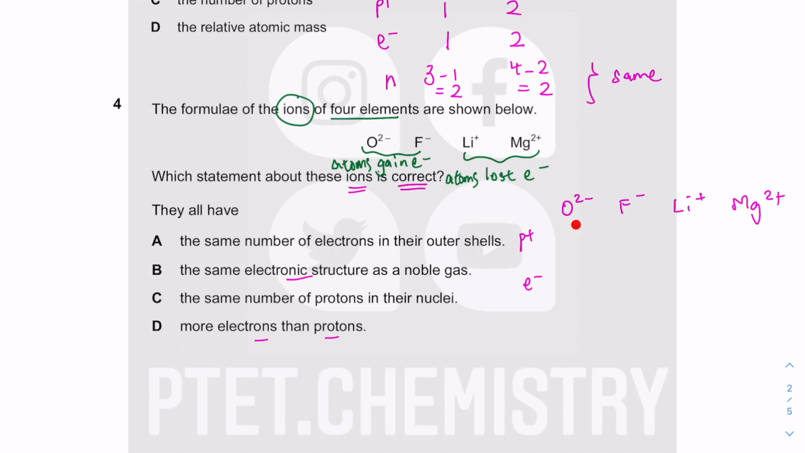Oxygen from the periodic table, I hope you can see the proton number is 8. Fluorine is 9. Lithium is 3. And magnesium is going to be 12. These are obtained from the periodic table. They are the proton numbers: oxygen, fluorine, lithium, magnesium.